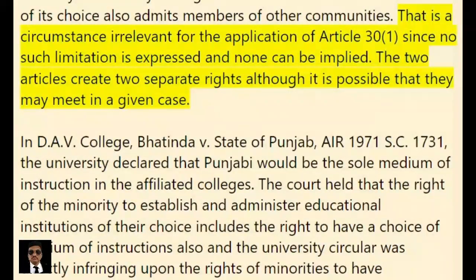That is a circumstance irrelevant for the application of Article 30(1), since no such limitation is expressed and none can be implied. The two articles create two separate rights, although it is possible that they may meet in a given case.